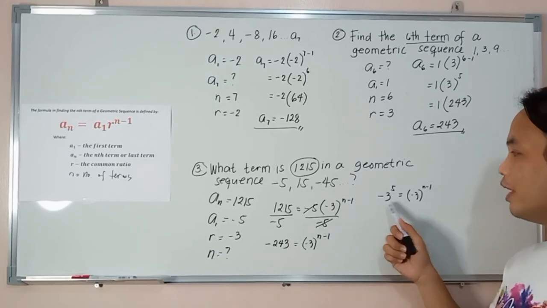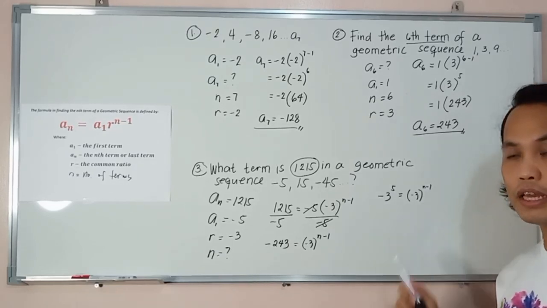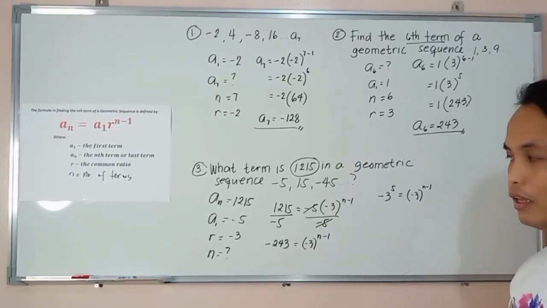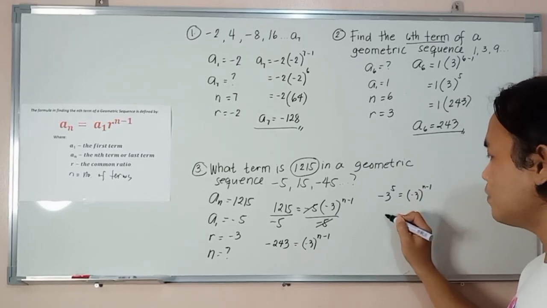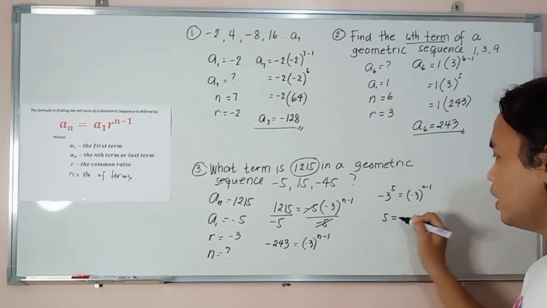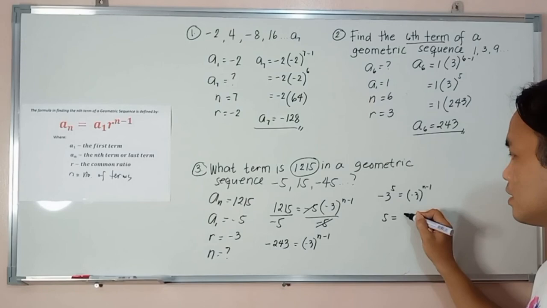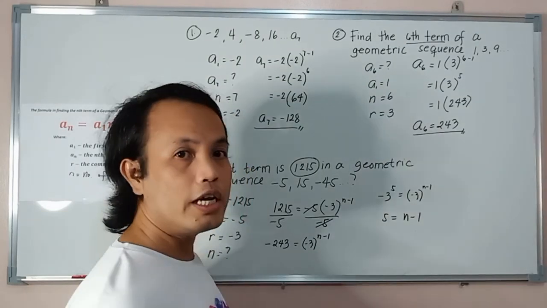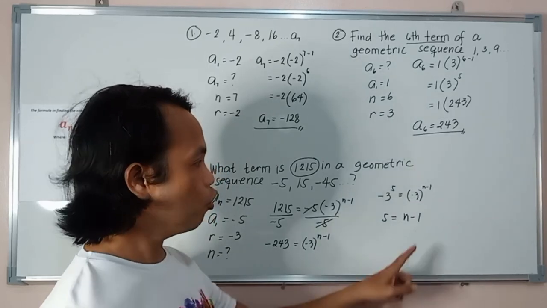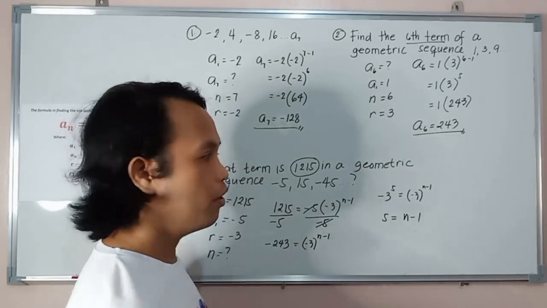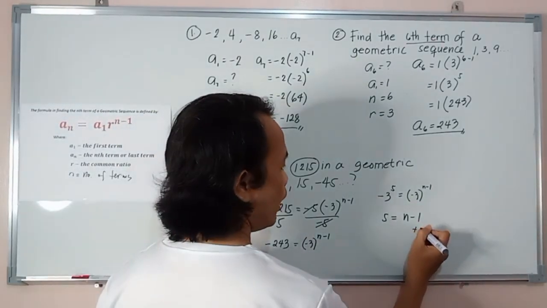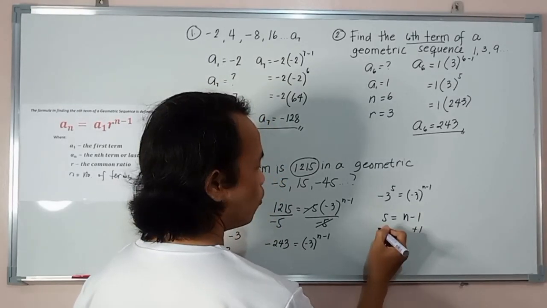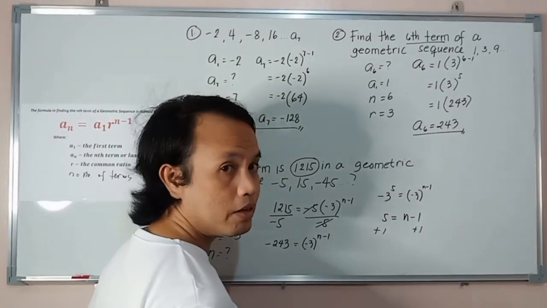Now, since we already have the same base, which is negative 3, we can now equate the exponents. So our exponent on the left side of the equation is 5, which equals n minus 1 on the right side. By using the addition property of equality, to eliminate the negative 1 here, we need to add 1 to the right side of the equation, and of course, we also add 1 to the left side of the equation.